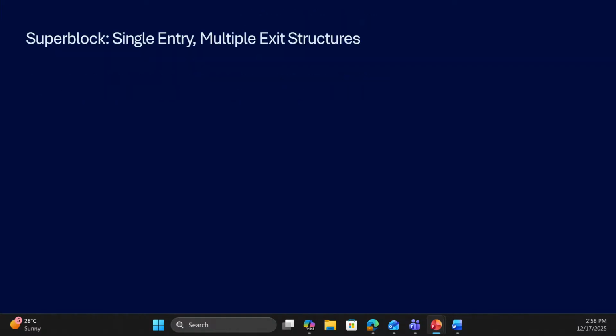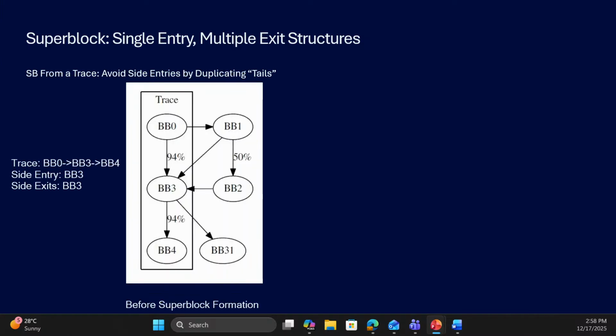Okay, so that's why instead of traces which have both side entries and side exits, researchers came up with structures called superblocks. In a superblock there will be a single entry point, but there can be multiple exit points.